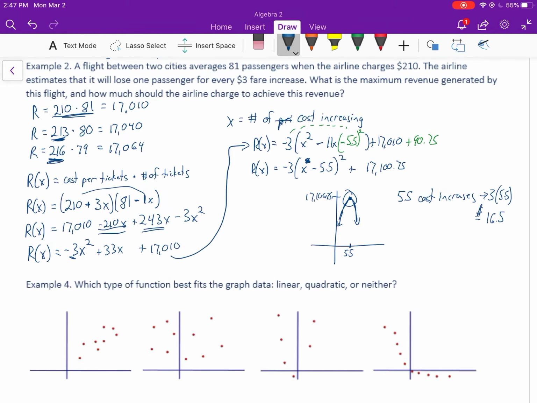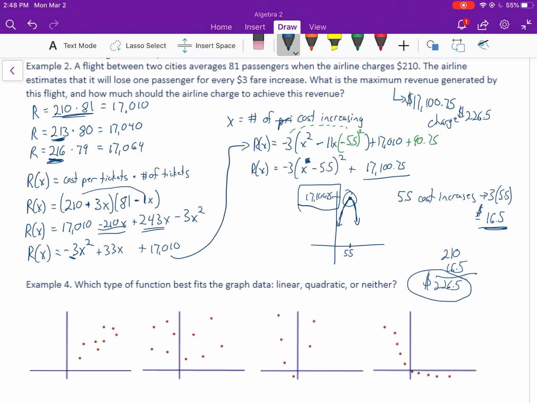It says, what's the maximum revenue generated by this flight? How much should the airline charge to achieve this revenue? Well, they should increase by 16.5, so take the 210 plus 16.5 gives us $226.50. And that will generate the maximum revenue of $17,175.75, and they should charge $226.50. Pretty cool question.